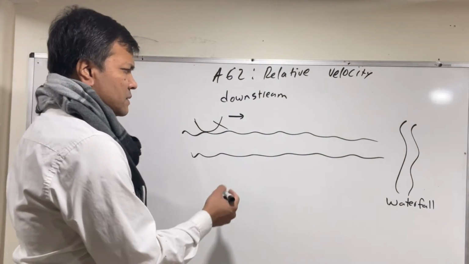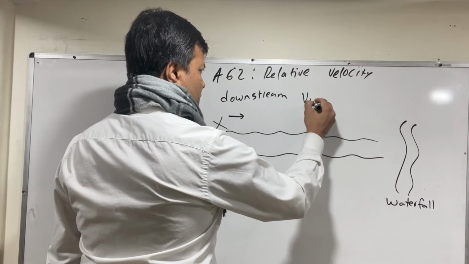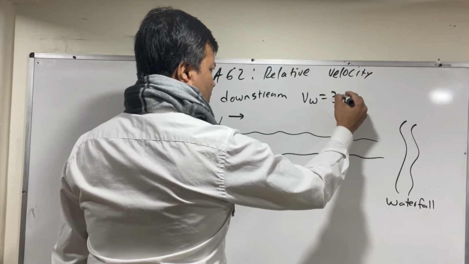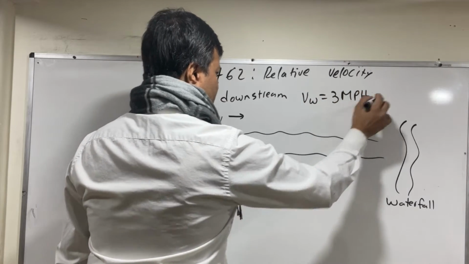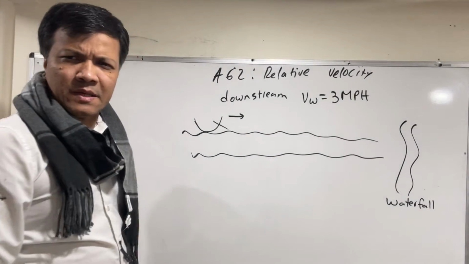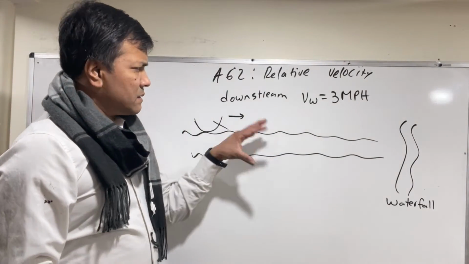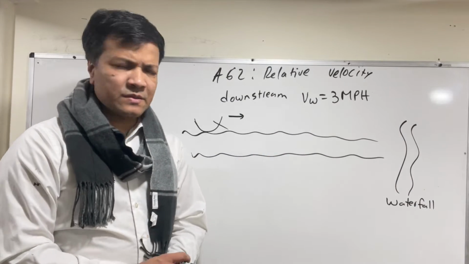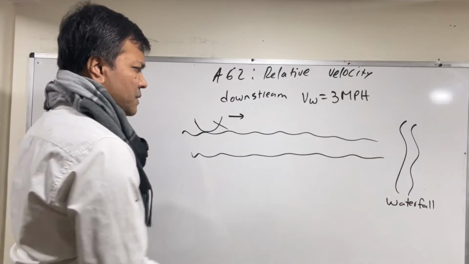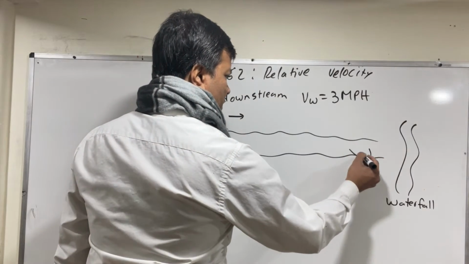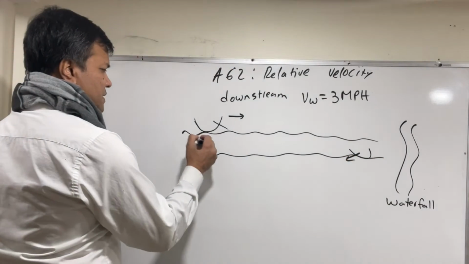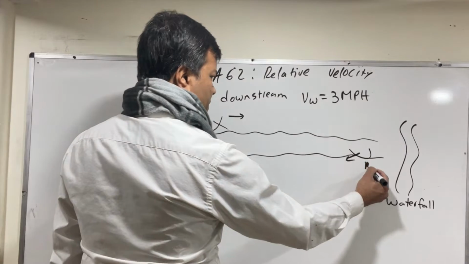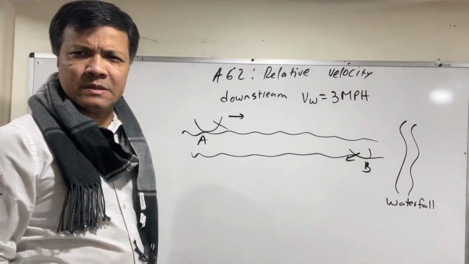Let's say the velocity of water is 3 miles per hour, and you're moving this direction, meaning that downstream, you get the support from the water current. What would be the upstream? It would be you return to location A from location B. That would be the upstream.